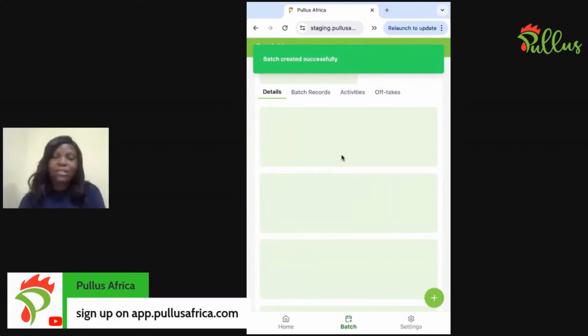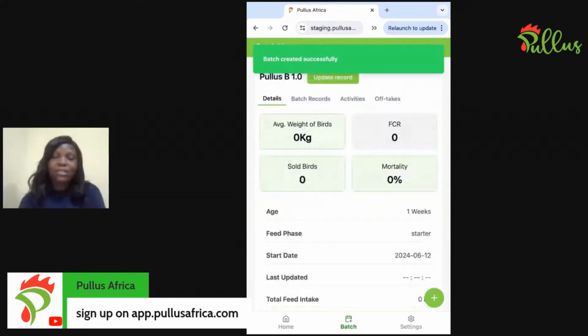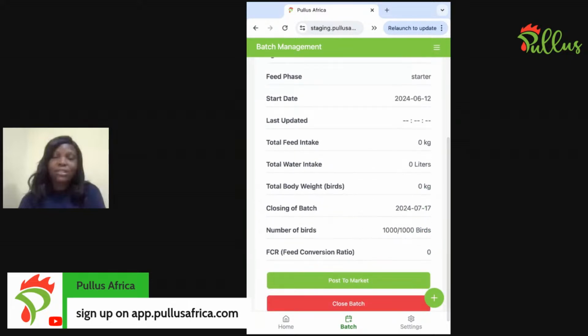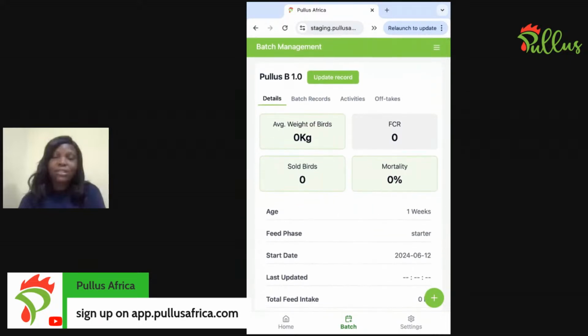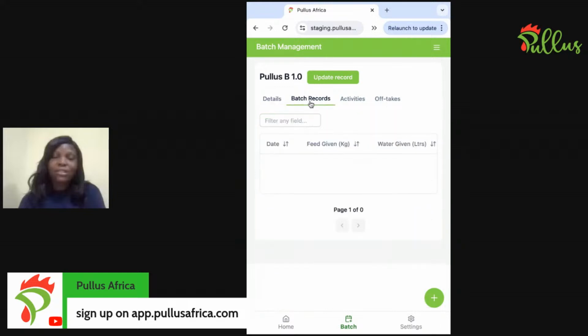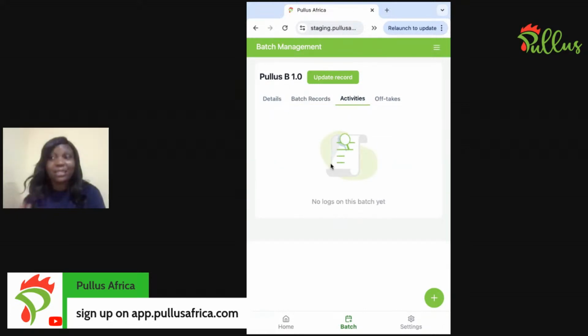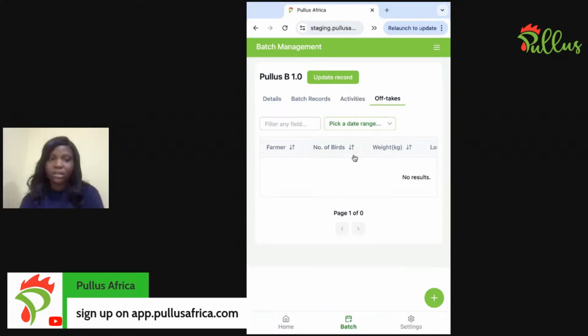You have successfully created a batch. Very beautiful. Now you have the details of the batch that you just created. When you click on this, you would see batch records. You don't have any record because you have not updated your record. You just created a batch. If you click on this, you don't have any activity because you have not done anything. You only created a batch. For the offtakes, you have not taken your birds, so you cannot see any detail here.